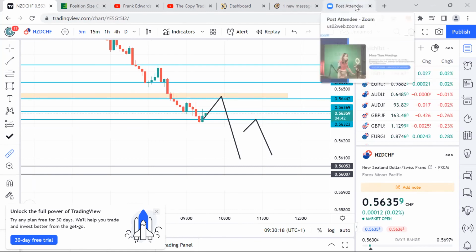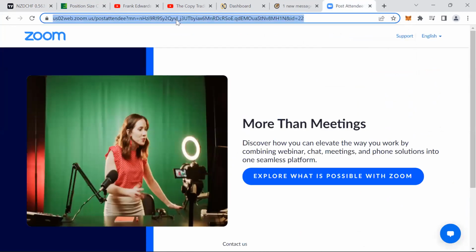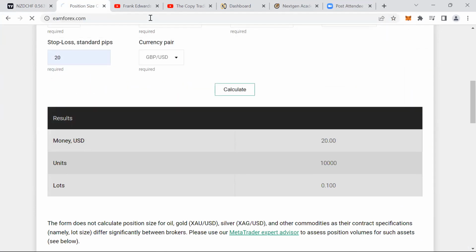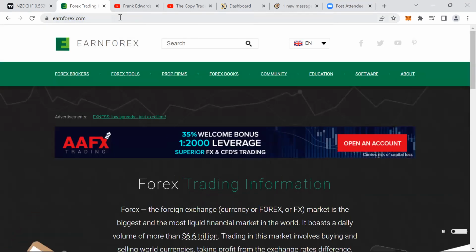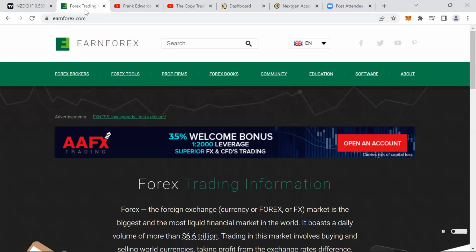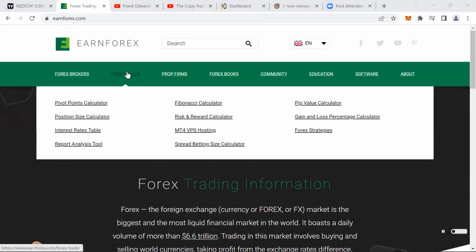Listen to me closely now. Don't miss me here. There's this website I use. I've already opened it. nforest.com. I use them just to calculate position size. I don't use them for any other thing. So when you come to nforest.com, you click on Forest Tools, you click on Position Size Calculator. There are a lot of places you can see it, but I love this one, it's straightforward.